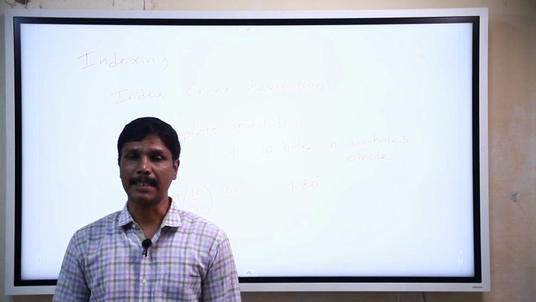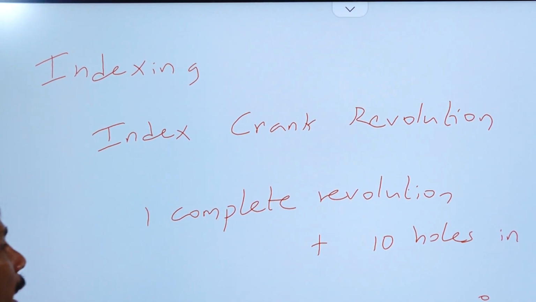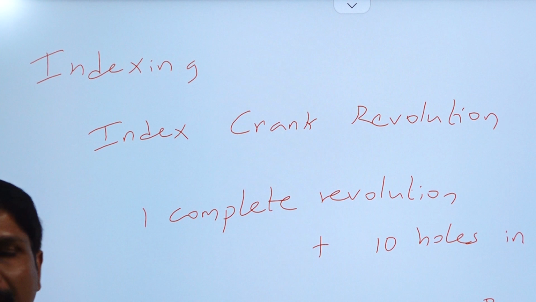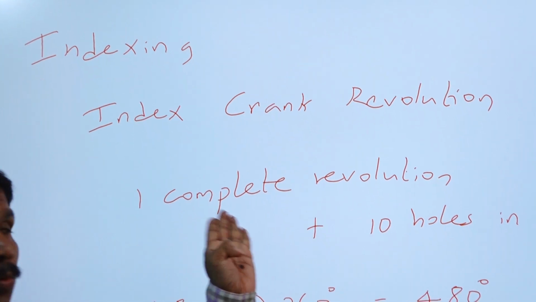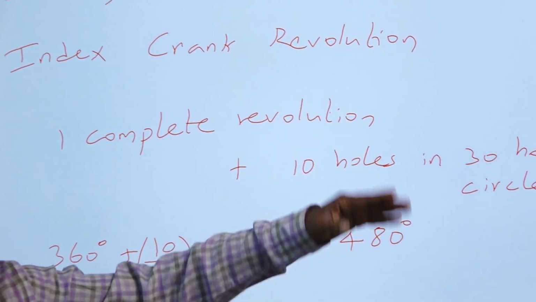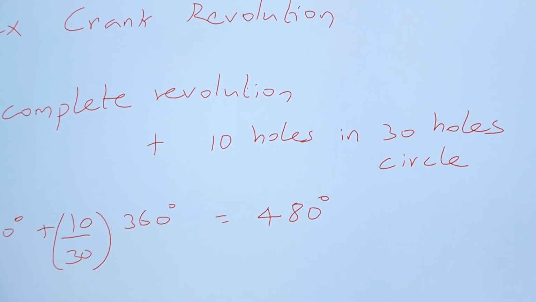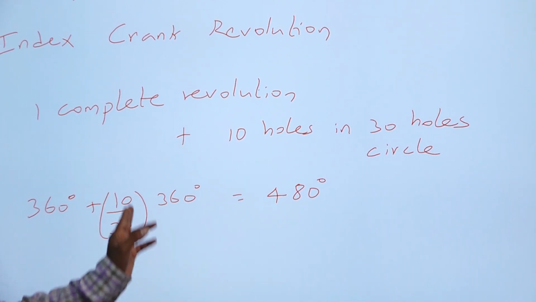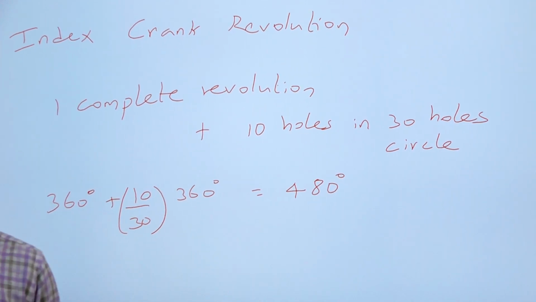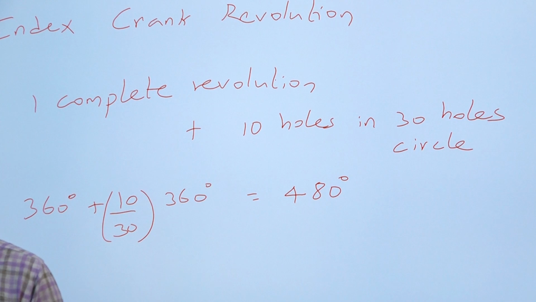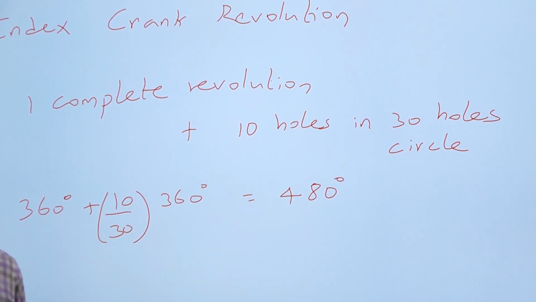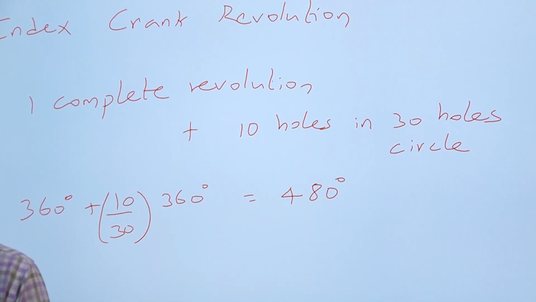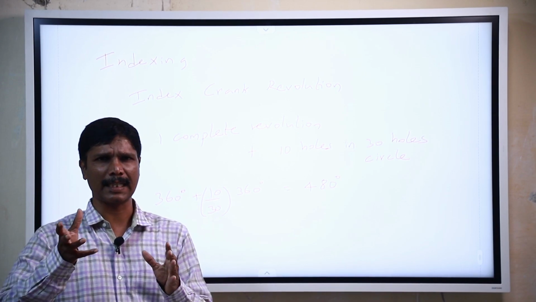Now we are going to discuss indexing. In indexing, we have to rotate the index crank. The index crank revolution can be calculated. It is given that the index crank makes one complete revolution and 10 holes in the 30-hole circle. That means it has covered 1/3 of a revolution. One complete revolution is 360 degrees and 1/3 of a revolution is 120 degrees, totally 480 degrees. This is how we calculate the index crank movement.